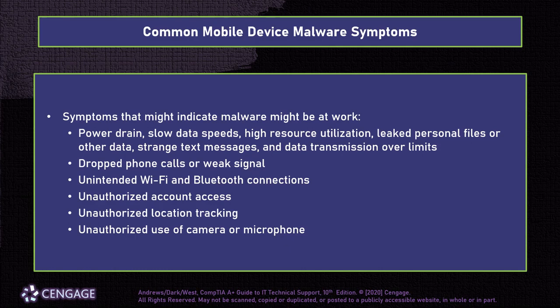Data transmission over limits. So if you have a metered connection through your cell phone provider and it's like, hey, you've been using a lot of data this month, we need to check what's going on, and you know that you haven't been engaging in a ton of data usage, or if you've been on Wi-Fi for the majority, it's important to go ahead and check that stuff out. Dropped calls, Wi-Fi connections you don't recognize, Bluetooth, the camera or microphone seems to be acting strangely.